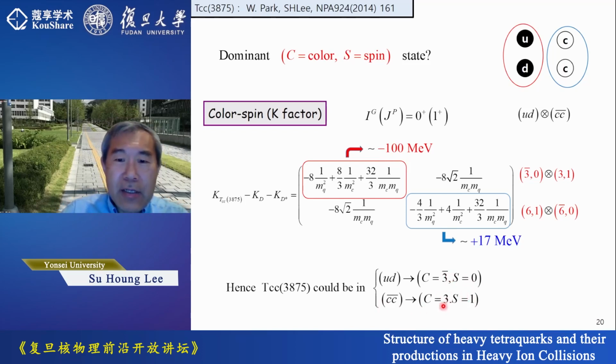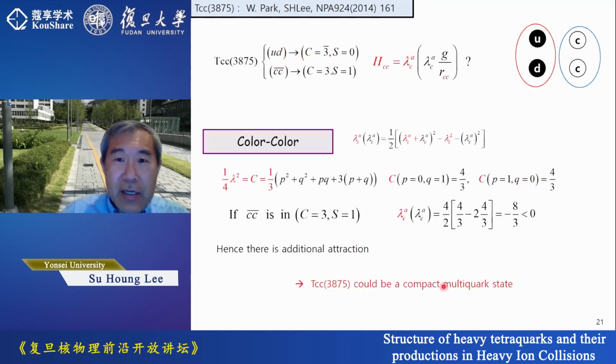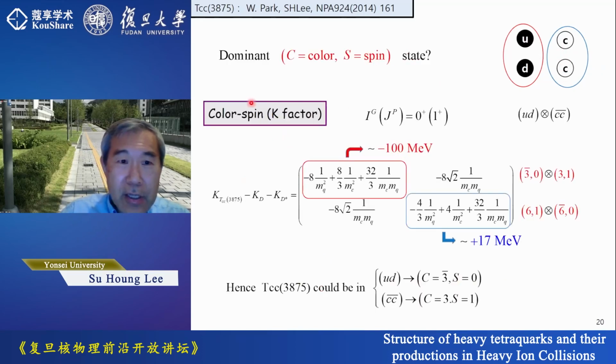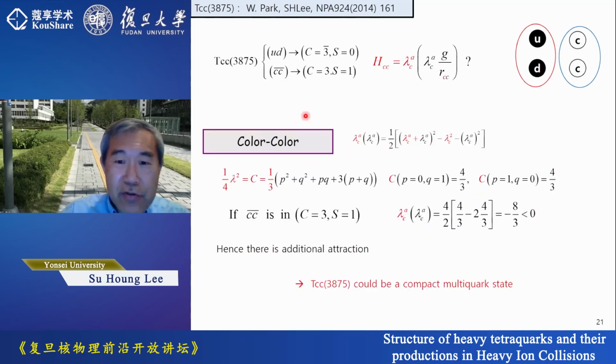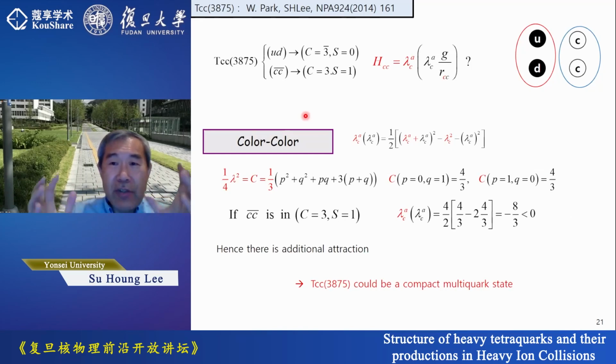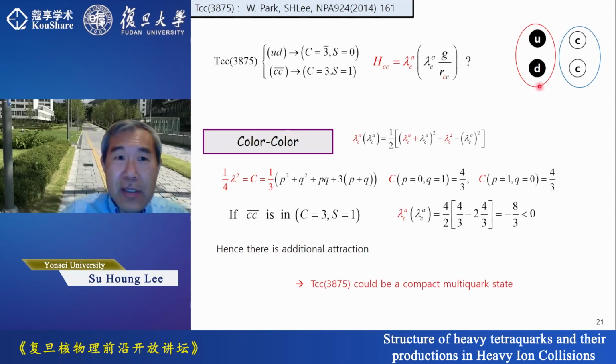This color triplet or anti-triplet are also attractive channels. So therefore, you will have extra attractions coming from the color-color interactions. So therefore, both color-color and color spin factor gives you an attraction, which could, in fact, overcome the repulsion that you see when you try to put them together. So therefore, there is a possibility that this TCC could be compact.